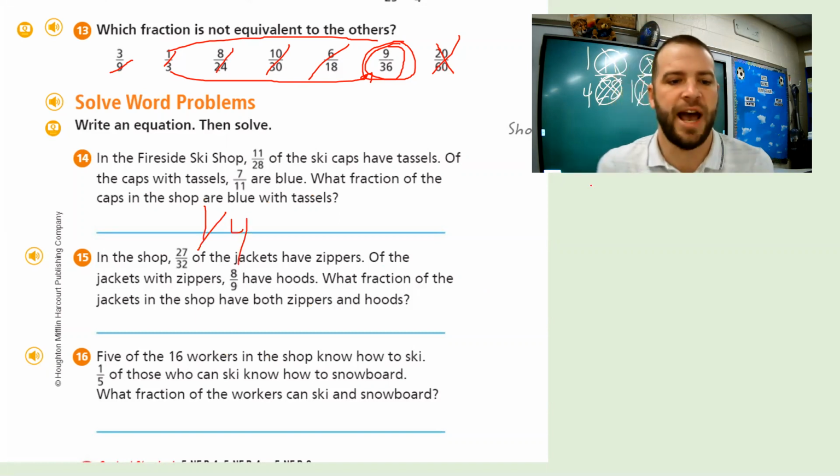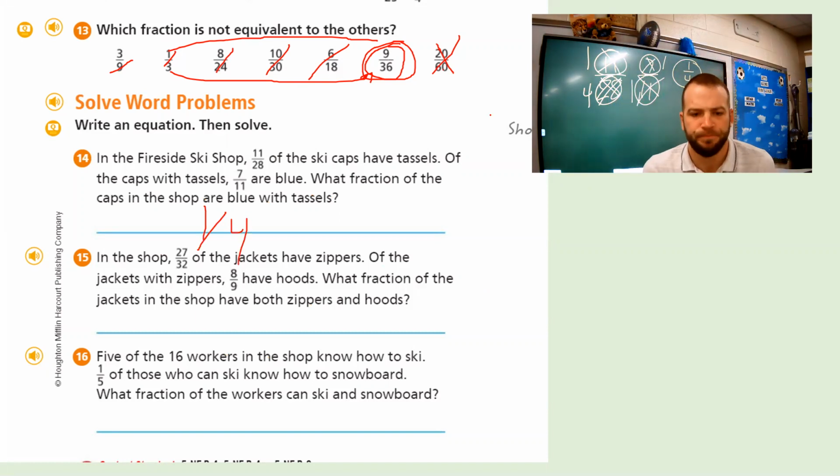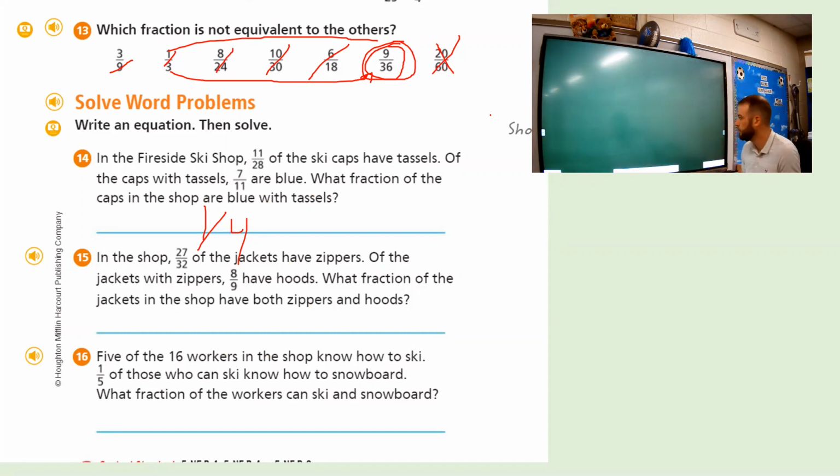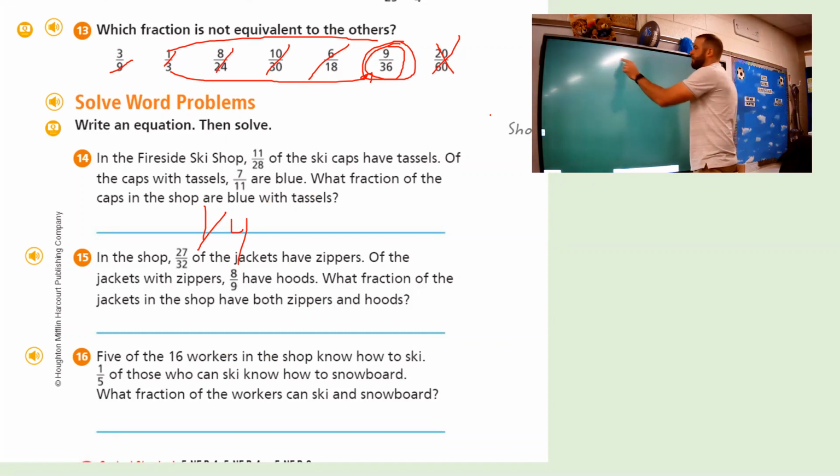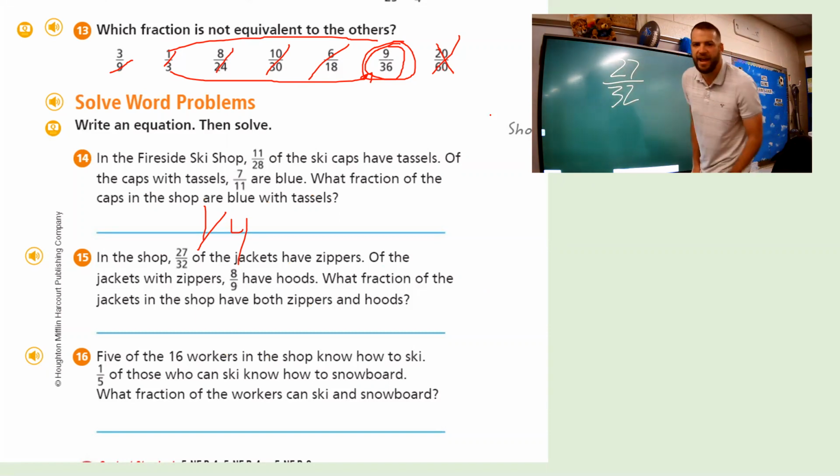In the shop, 27 of 32 have zippers. Of those with zippers, 8/9 have hoods. What fractions have hoods and zippers? 27 over 32 times 8/9.